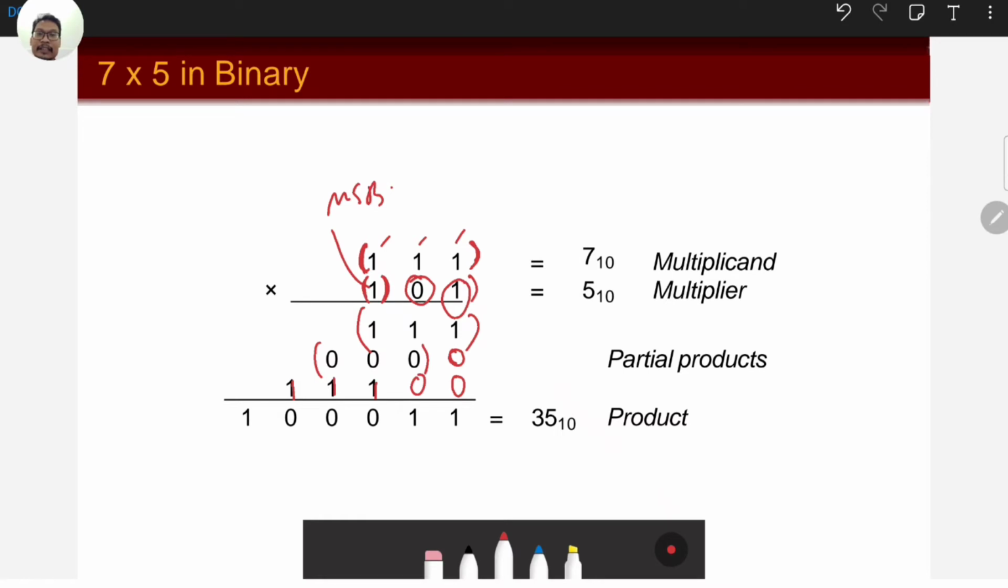And then we can just add the three summations together. So 1 plus 0 plus 0 is 1. 1 plus 0 plus 0 is 1. 1 plus 0 plus 1 is 2, and 2 is actually 1, 0. So we're going to put 1, 0. Here also 1 plus 0 plus 1 is 2, which is 1, 0. And here 1 plus 1 is 2, which is 1, 0. And finally, you can see this is in fact 35 base 10, which is equivalent to 1, 0, 0, 0, 1, 1 base 2.